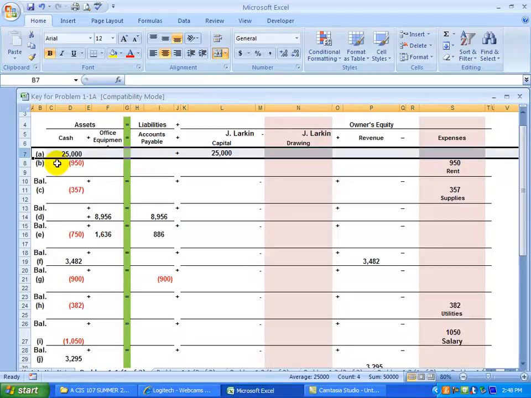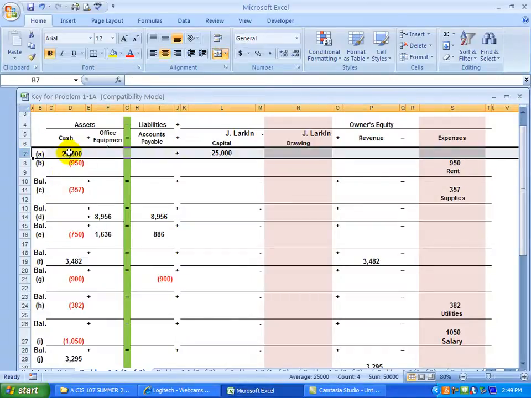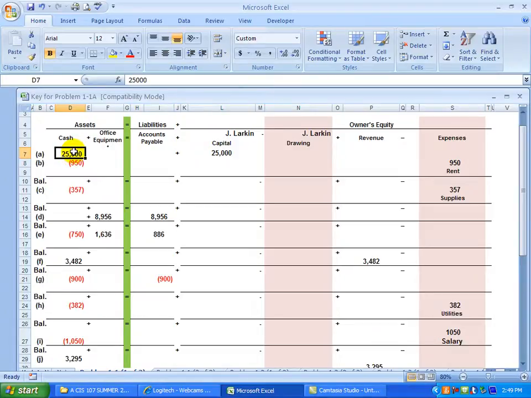Looking at transaction A on page 35, it said Larkin deposited $25,000 in a bank account in the name of the business. Okay, so looking here at transaction A, the cash account is getting bigger. So if you were writing this by hand, you could put a plus $25,000 here. Cash is going up. There's an investment being made, and anytime you have an investment, it goes to the capital account. So here's the capital account. Before the balance was 0, now it's 25,000. So if you were doing this by hand, you could put a plus 25,000 here.